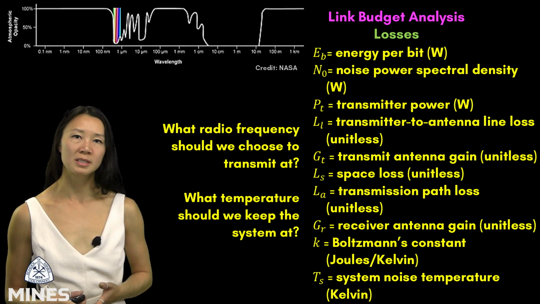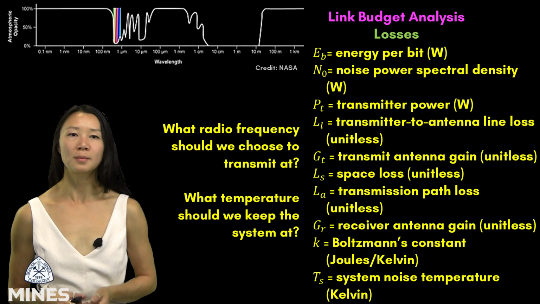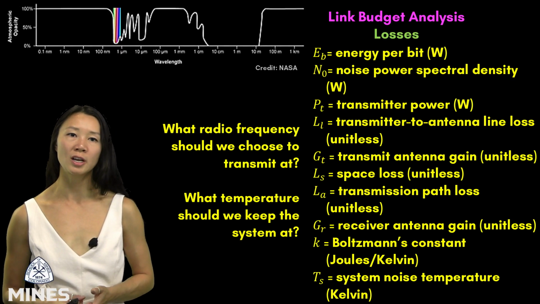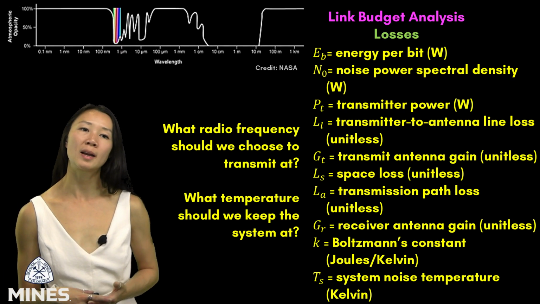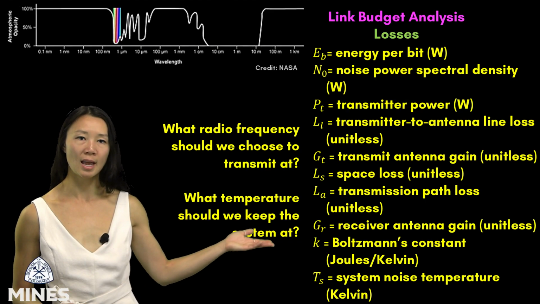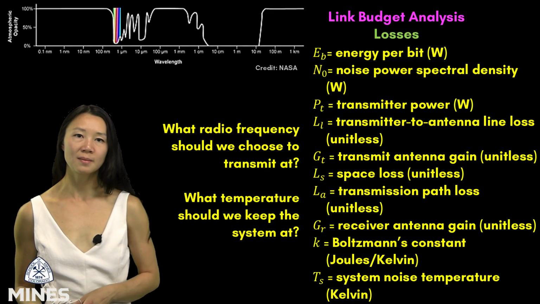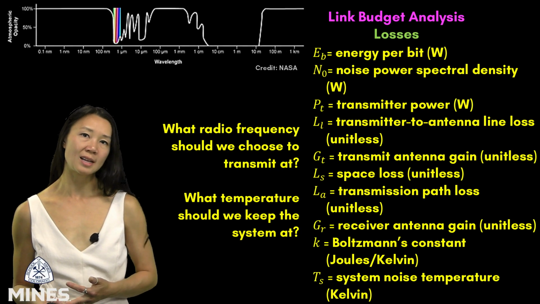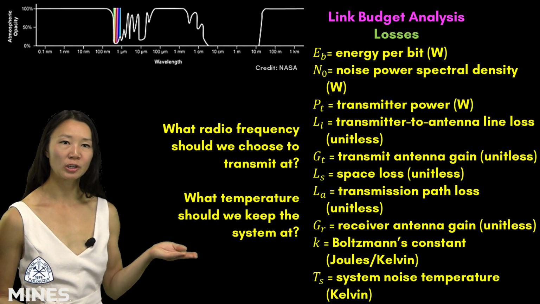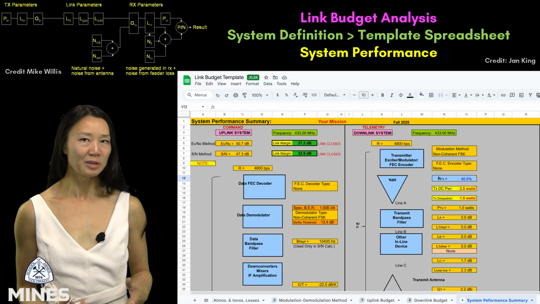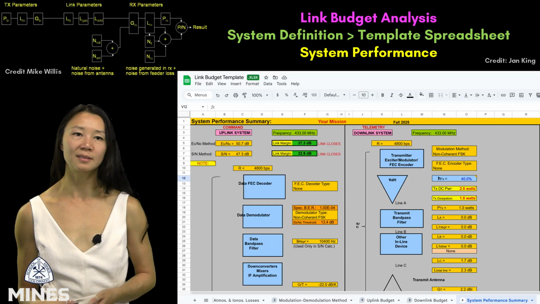Noise comes from the system itself, from electronics, from the receiver, and is related to the temperature, or system noise temperature. Higher temperatures mean more thermal noise in your signal chain, and that noise is multiplied by Boltzmann's constant, K, to give us N naught, the noise power spectral density. The last question we can ask in design is, what temperature are we operating at, and can we cool the system to reduce noise? Now it's time to put all of those pieces together.